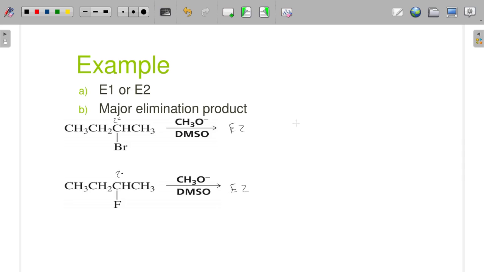And E2 says rip off from the beta carbon that has more hydrogens. So both these end up giving us the exact same major product. No, that's not true. That one is fluorine. Because it's fluorine, we make the least stable alkyl halide.